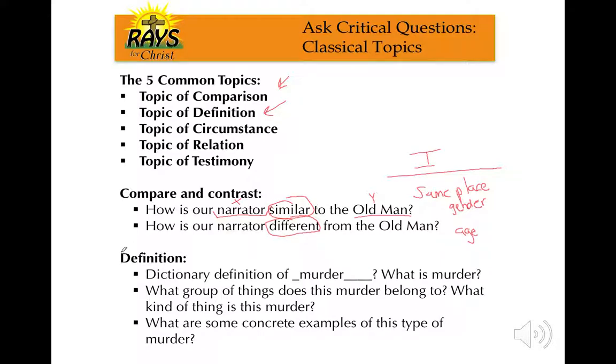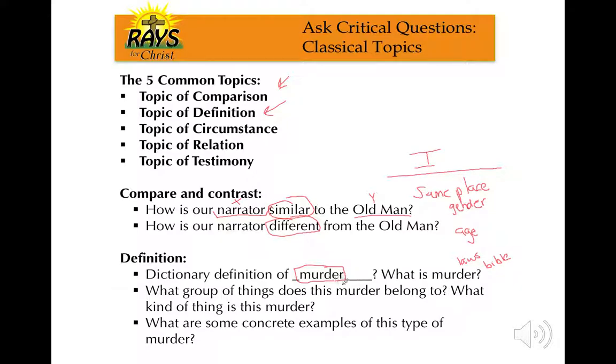All right, let's look at an example of using The Telltale Heart for definition. Maybe I just really started to think about this thing called murder since this is what happened in this story. And so the first thing is I might look at a dictionary definition of the word murder. What is murder? Who defines murder? What do the laws say is a definition of murder? What does the Bible say is the definition of murder? And I could go right back to Cain and Abel, right?